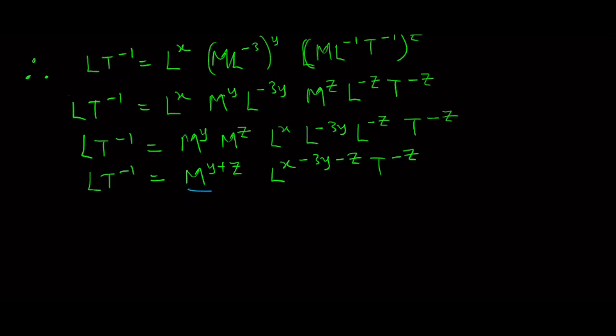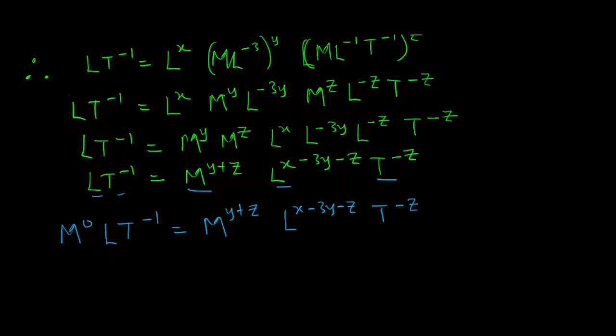right hand side, that is MLT dimension, but on the left hand side we have L and T. So how we're going to do it is to manipulate it in such a way that it doesn't disturb the original equation. Since there is no M on the left hand side, we can introduce it by writing M^0, because M^0 will still give us 1. Then we have LT^-1 equals M^(y+z), L^(x-3y-z), then T^-z.